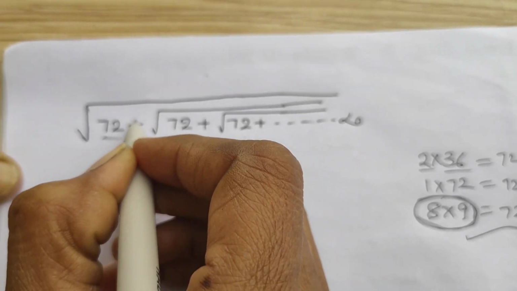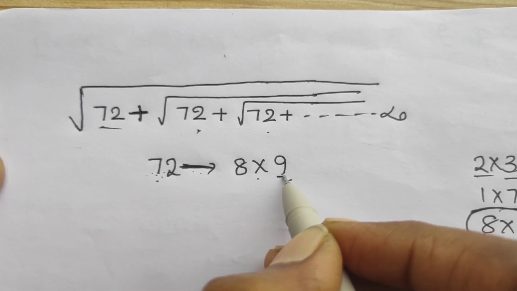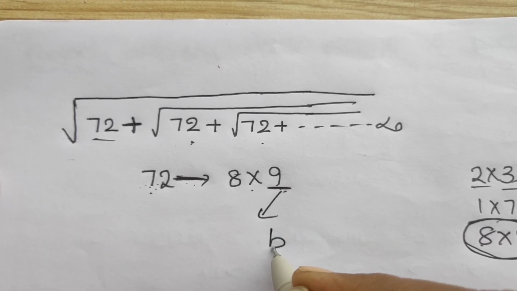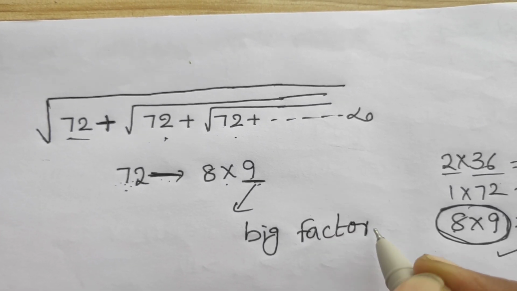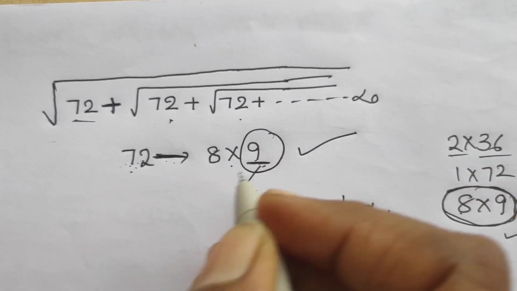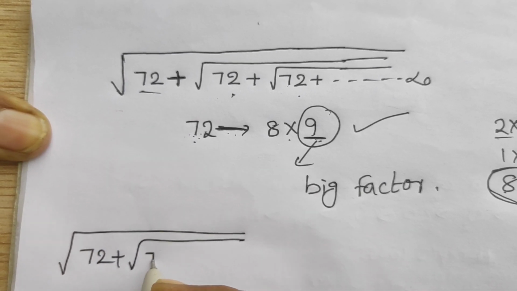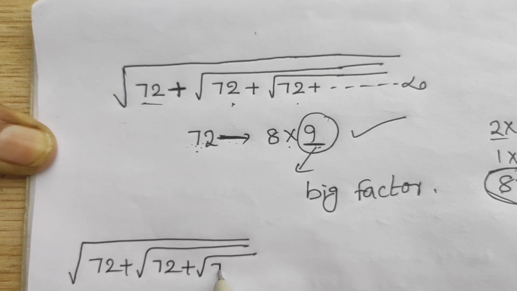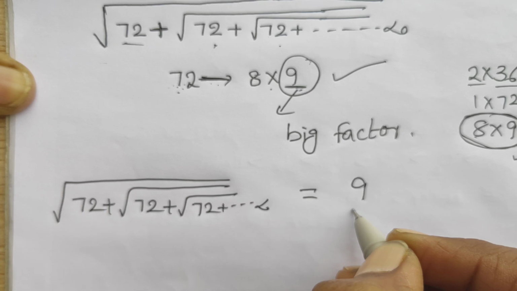Here, once again, observe this is plus. So you take the big value, the big factor. This is the answer. So root of 72 plus root 72 plus root 72 and so on to infinity equals 9.